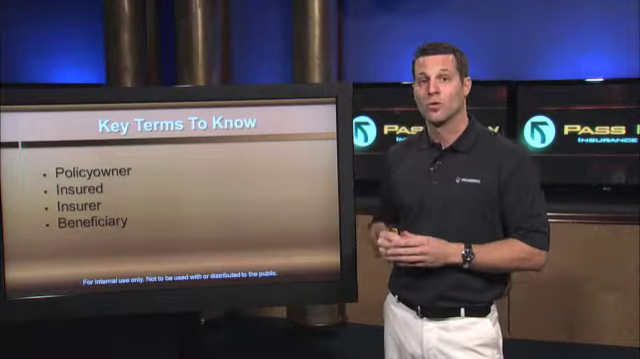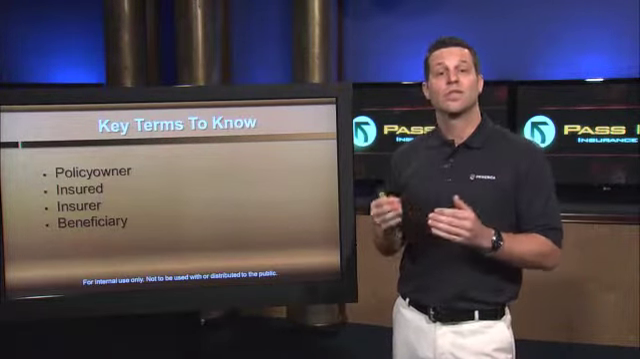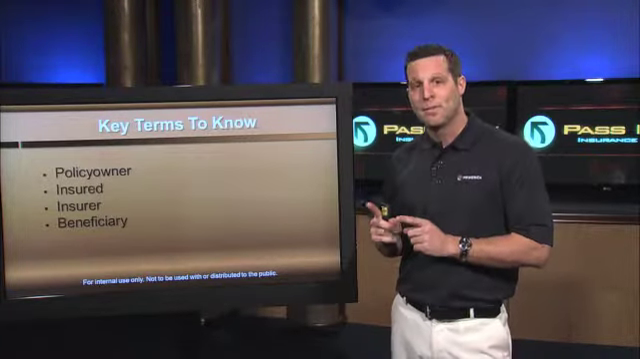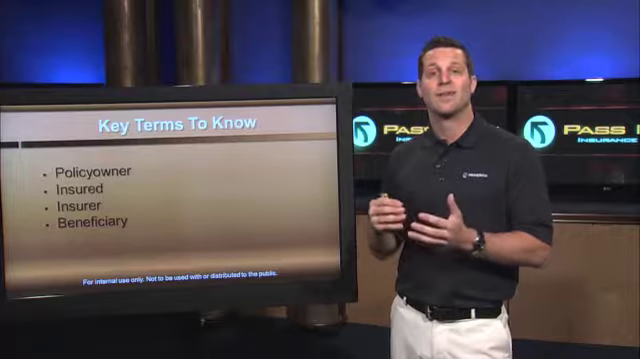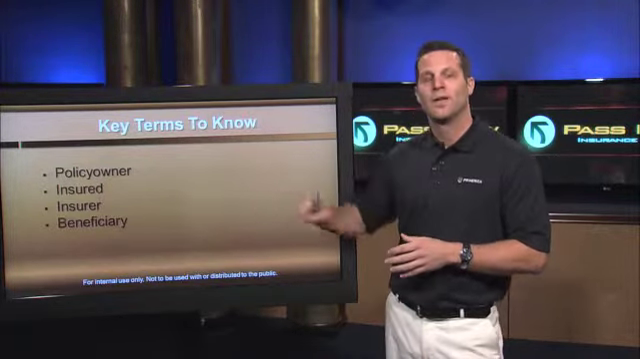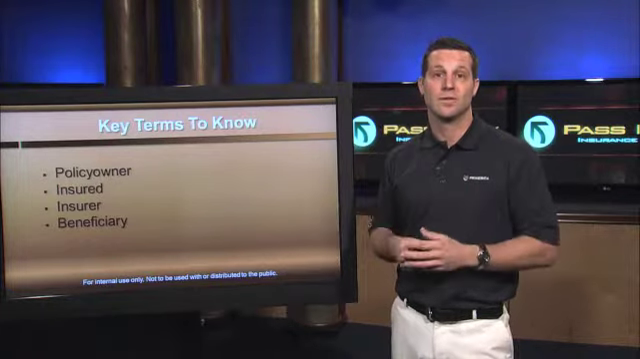Then there's the insurer with an ER. That is the insurance company. The insurer issues the policy and pays the death benefit to the beneficiary upon the death of the insured. And then, of course, the beneficiary. The beneficiary is the person who receives those death proceeds.